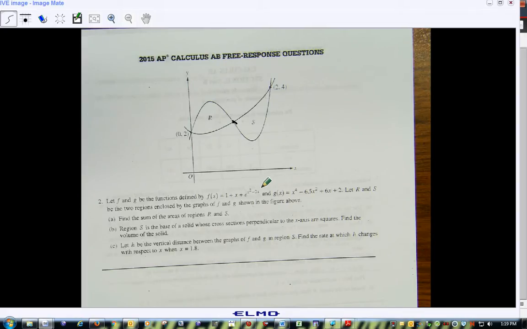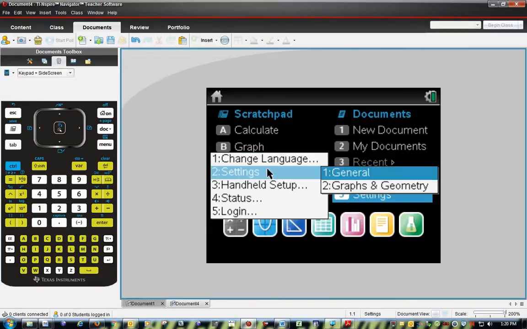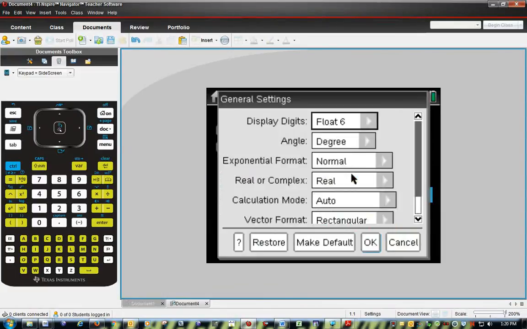Because all that does is eat up memory. And you want e to the x squared minus 2x. Oops, that's not it. There it is. And then you get this graph. Now, the nice thing about this is the exponent, so you have to arrow out of it. Then you have minus 6.5 x squared plus 6x, and then I think it's plus 2. And so here are our two functions.